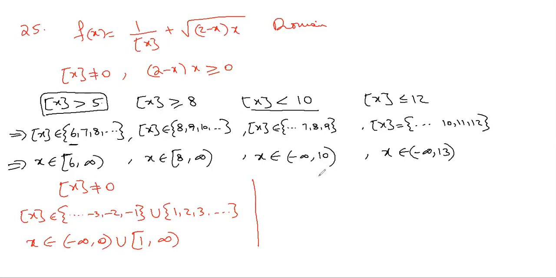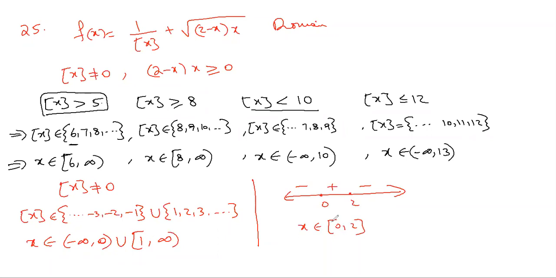Now coming to this part, a well-known method for us, the Wavy-Curve method. The zeros are 0 and 2. The x square coefficient is negative. You start with minus sign on the rightmost, plus, minus. You want the product to be positive, and equal to is there. The zeros also should be included. So x belongs to closed 0 to 2.